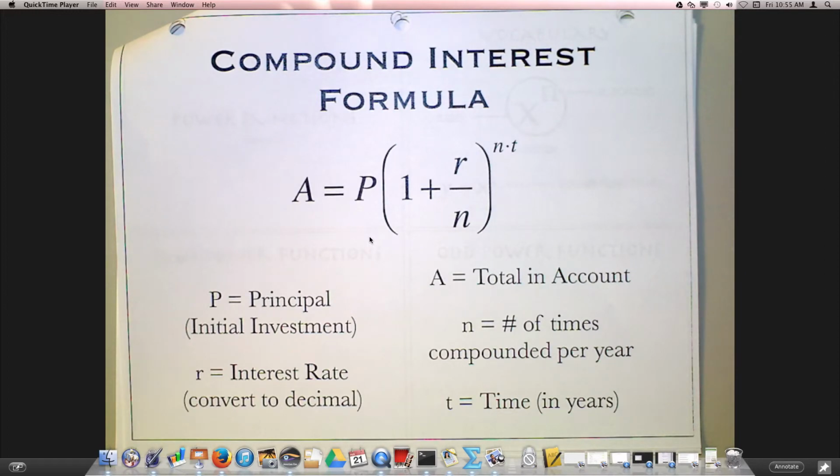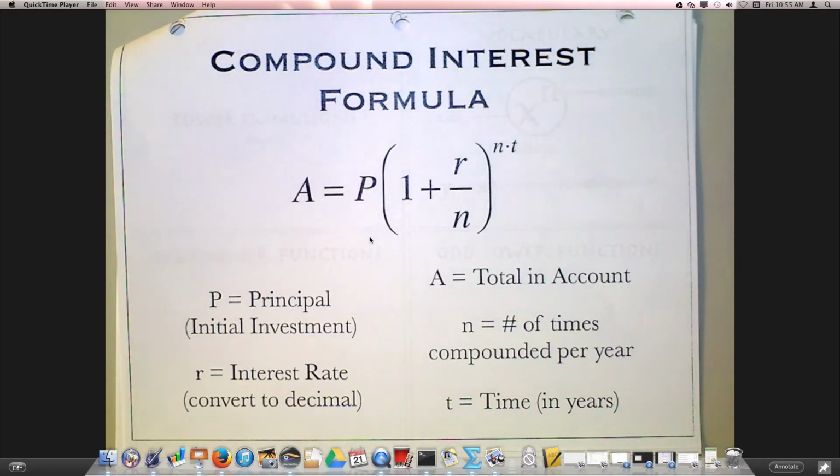So every time they give you an interest payment, for lack of a better word, it's going to be more and more and more if you leave the money alone, okay? If that makes sense. So that's what this calculates. This calculates how much money is left in your account if you leave it alone for such and such amount of time.